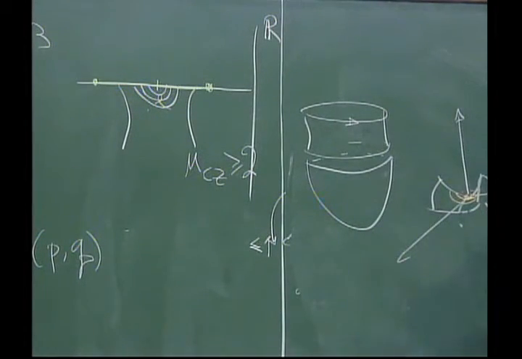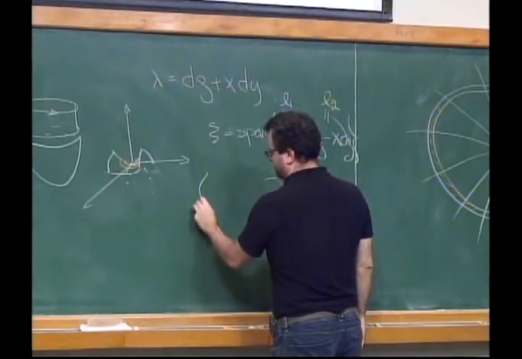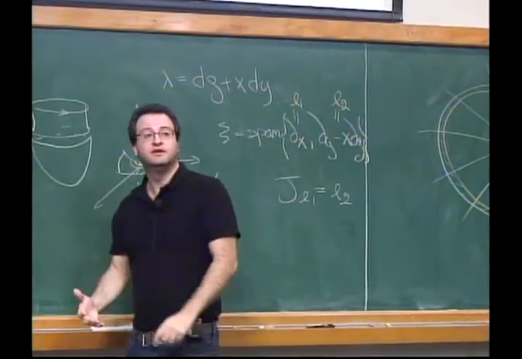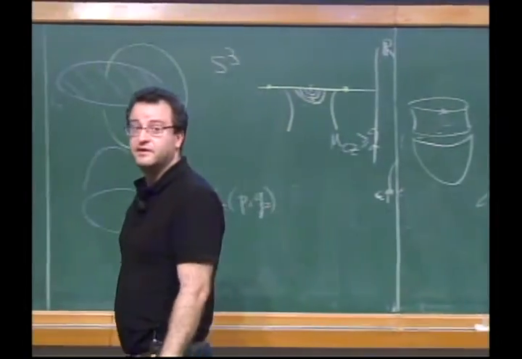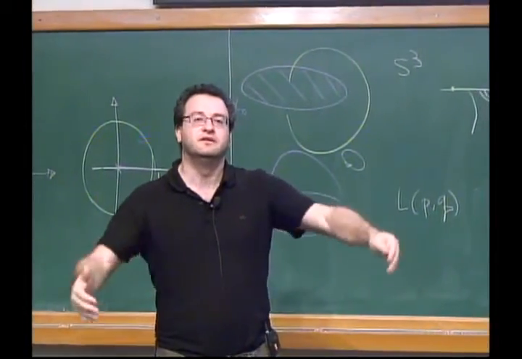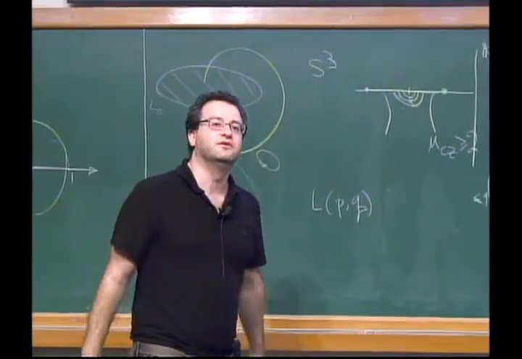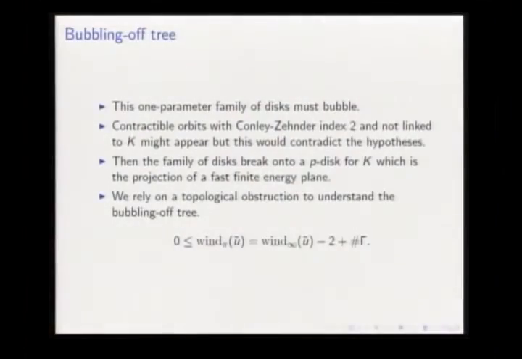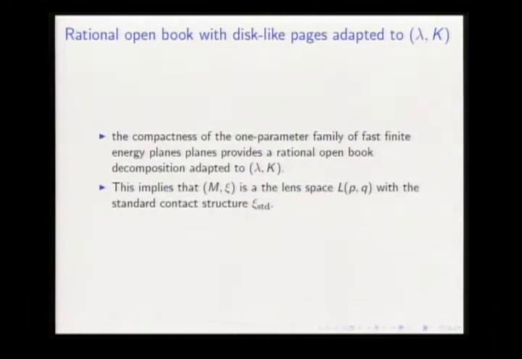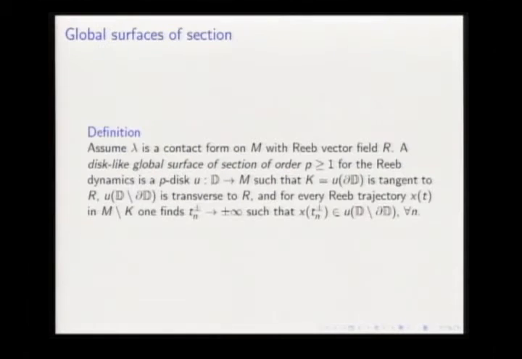So we obtained in the end our P disk, which is the projection of a pseudoholomorphic curve, and then we can apply Fredholm theory and make a second round of compactness to show that this lives in an S1 family of such disks. And finally, we obtain that the manifold must be LPQ, and the contact structure is standard.